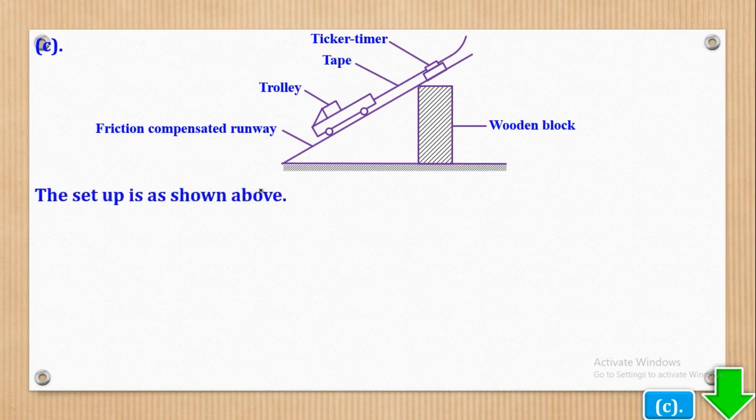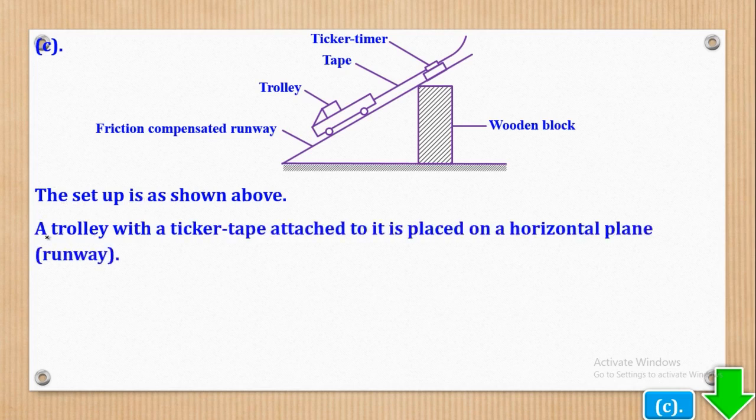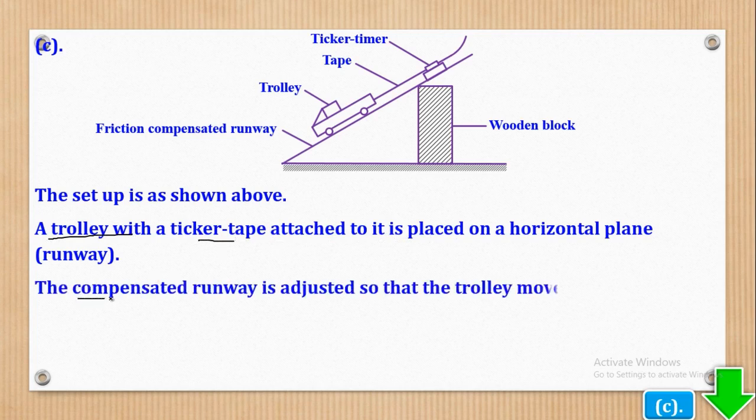Okay, so let's start. We shall see that the setup is as shown above. So this segment is what links the diagram to the body of the content. They shall start saying that a trolley with a ticker tape attached to it is placed on a horizontal plane or runway. The compensated runway is adjusted so that the trolley moves with uniform velocity. You keep on lifting. It was originally horizontal, but then you lift it using this wooden block until you get a uniform velocity.